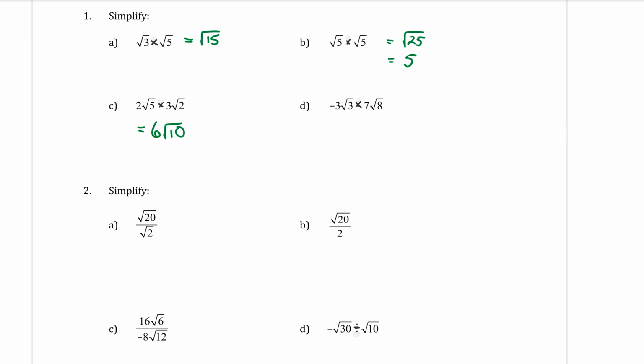You just multiply. For D, multiply the numbers out the front. So minus 3 times 7 is negative 21. And multiply the numbers underneath. 3 times 8 is 24. However, look at that number, 24.